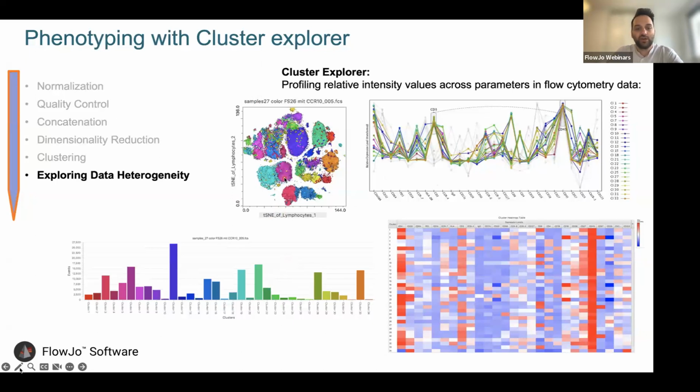I can click on any cluster or any island here on my tSNE, and then I will visualize in a line trace plot, across the x-axis, the expression of the different parameters. Each line is a cluster. I can gate here on my CD3, CD45, etc., and see which clusters are positive. Here on the left I can see the plot with the frequency, so I can discover my rare clusters or most abundant clusters.